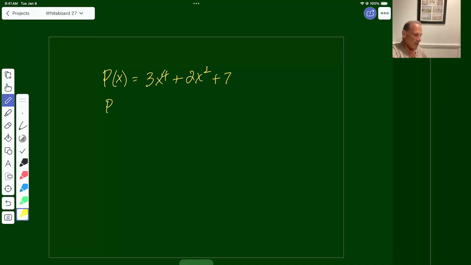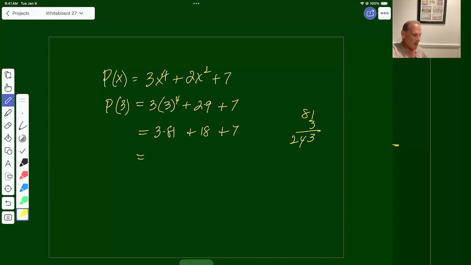And if we calculate p of 3, that's going to be 3 times 3 to the 4th plus 2 times 9 plus 7. I'm going to calculate what 3 to the 4th is. That's 9 times 9, which is 81, right? 3 times 81 plus 18 plus 7. And 3 times 81 is 243. I probably should have calculated something that had some easier numbers. But we have 243 plus 18 plus 7. That's going to be 250, 268.